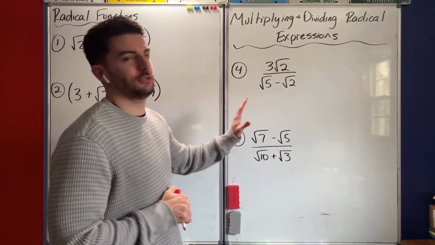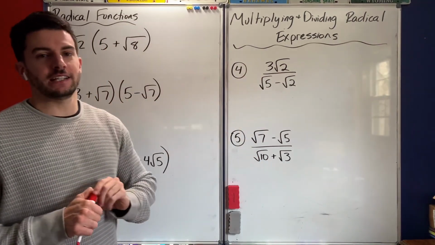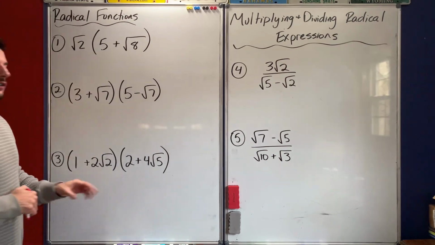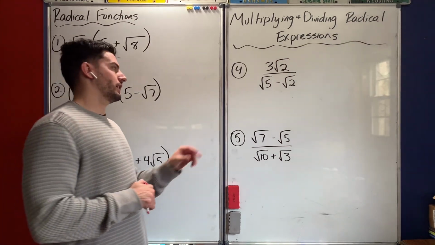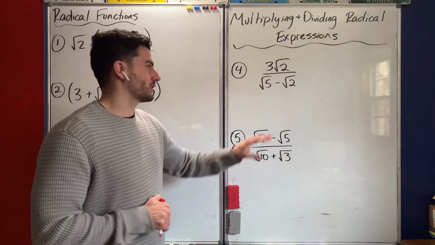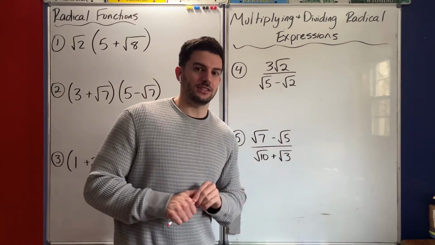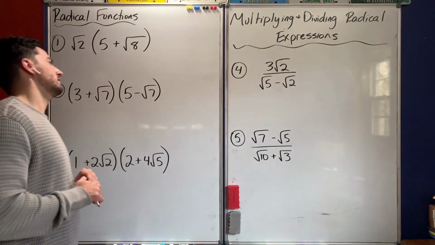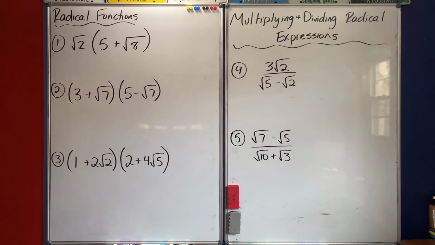Still talking about radicals. This time we're going to be multiplying and dividing some radical expressions. So the first three we're just going to be multiplying, right? And then 4 and 5 we are going to be dividing. But again, we're going to have to rationalize these denominators, kind of like we did a little bit before. But it's multiplying first, okay?